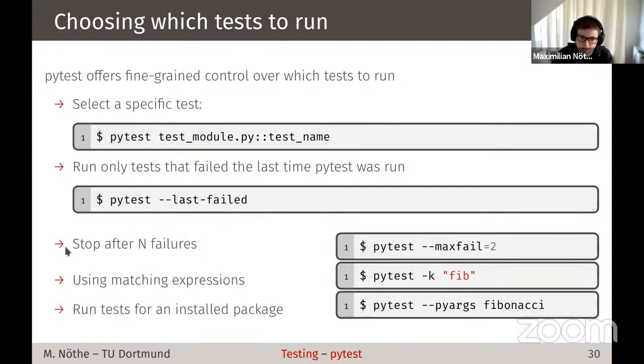And sometimes it also doesn't make sense to continue testing when the first error occurs, or you want to minimize the number of errors and then don't run the remaining tests. So you can tell pytest to stop the unit test suite after 2 or 1 or 10 tests have failed. And then there's more fancy stuff. So you can also use matching expressions. For example, we can only run the tests that have fib in them.